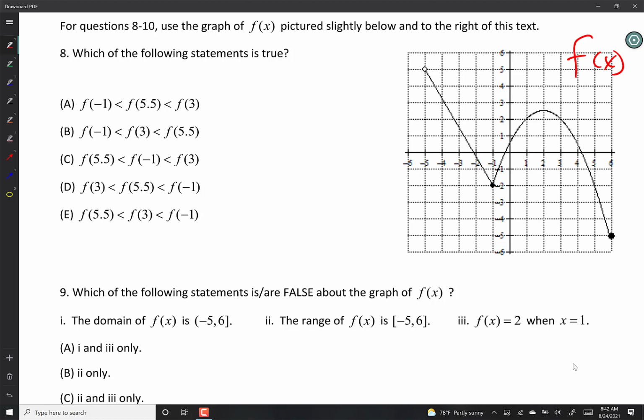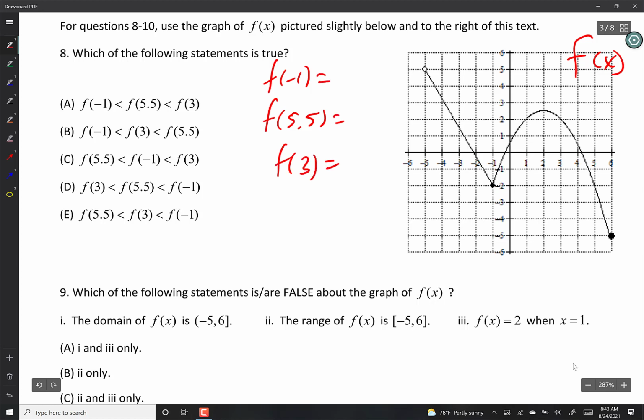So it looks like they're just looking at f of negative 1, f of 5.5, and f of 3, the same values over and over again. So let's figure out those values really quick. f of negative 1, I go to negative 1 and I get negative 2. f of 5.5, I go to 5.5 and it looks like negative 4. And I go to 3 and it looks like f of 3 is 2. Which one's the biggest? f of 3.